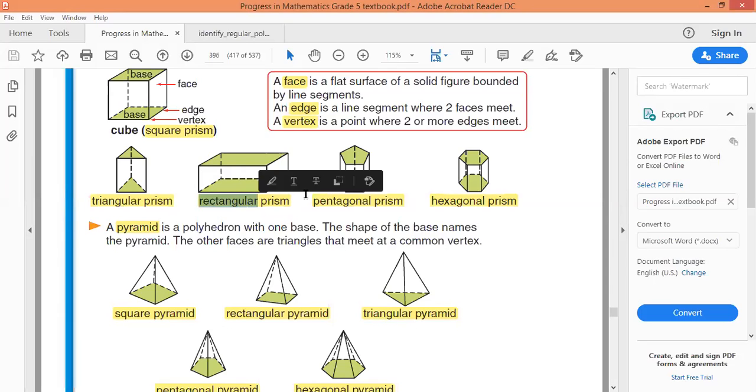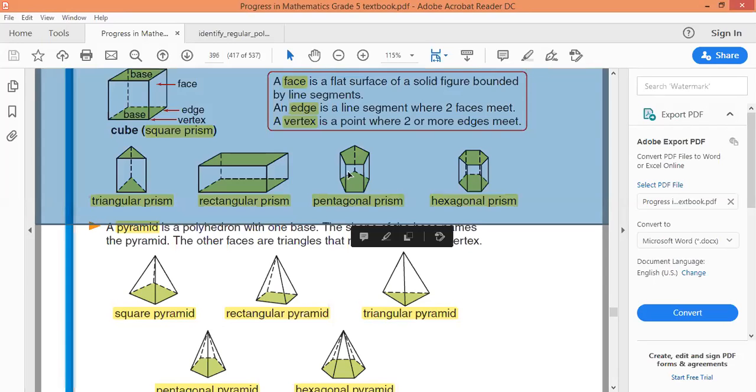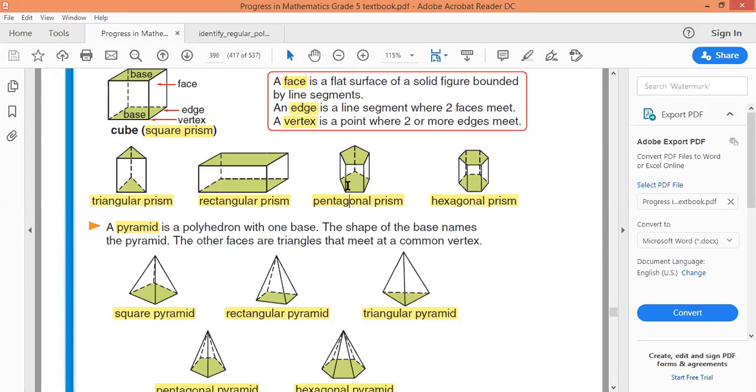Okay. Now look at there. Next one, pentagonal prism. The downside and the upside have 5 sides, and any shape with 5 sides, we call it a pentagon. So this figure, we will call a pentagonal prism.